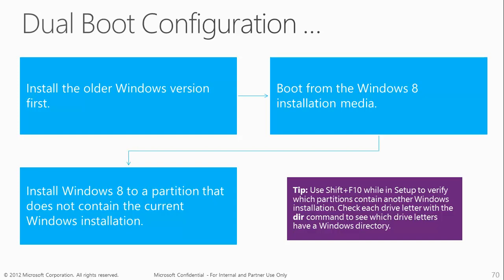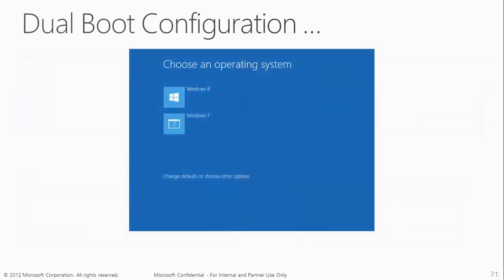As with Windows 7, if you install to a different partition or drive from your current Windows installation, you end up in a dual boot configuration. Setup automatically does the magic of configuring the BCD, the boot menu, with both operating system entries so that they're both accessible. And then after you install Windows 8 to a partition that does not contain the current Windows installation, you're going to see a new entry, a new boot menu, really, whenever you start up.